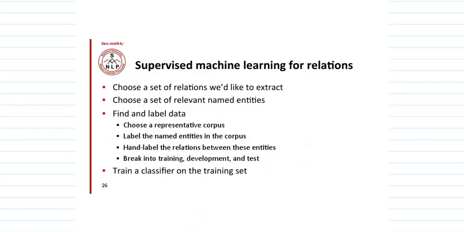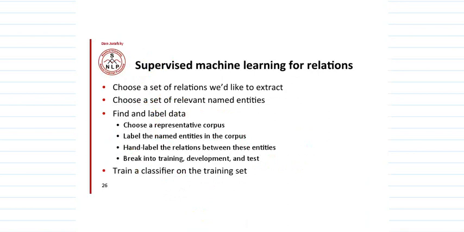So we move on to the supervised machine learning algorithms. Again, there is a general principle, the same principle that we need to apply. We choose the set of relations we would like to extract. From those relations, we need to again identify what are the named entities. Then we apply the same machine learning framework here.